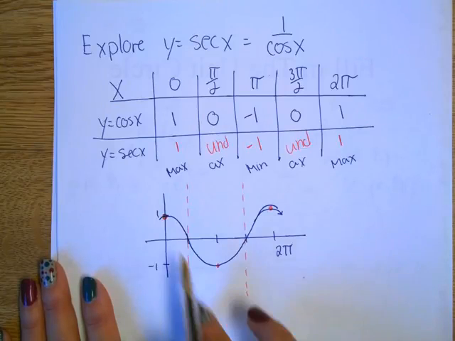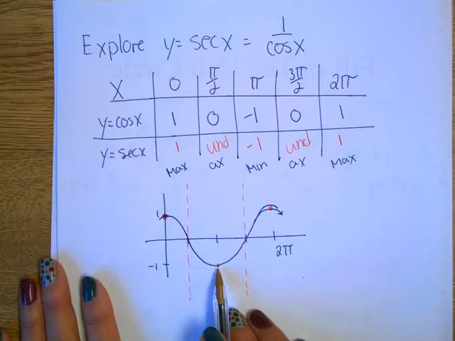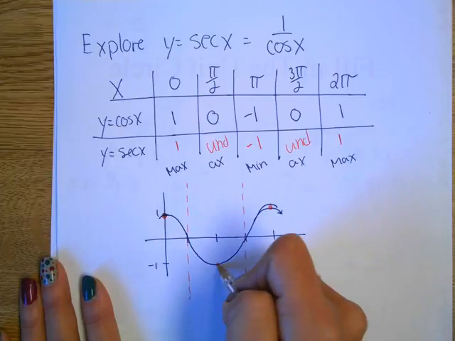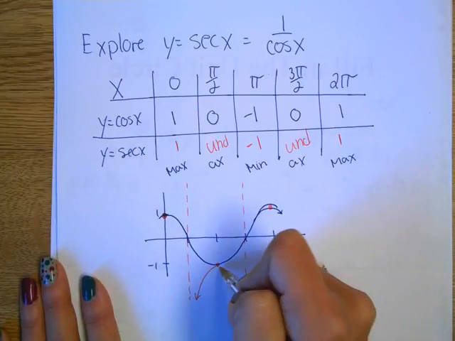So they share the maxes and the mins. If this was a min, which way do you think the U opens? Which way did it open on the calculator? Down. It just stays between the asymptotes.